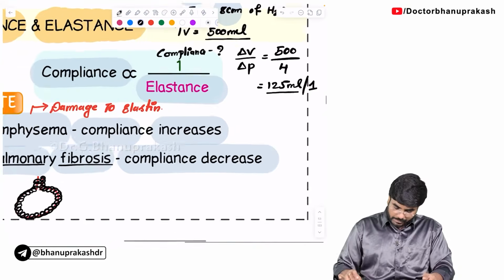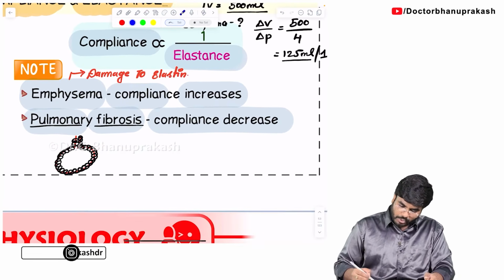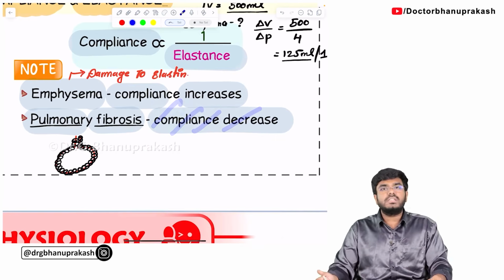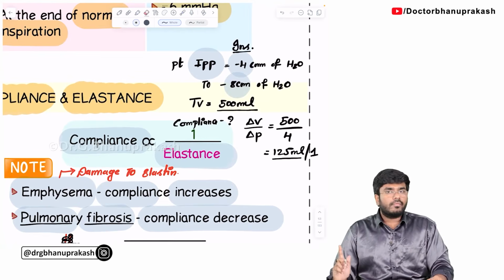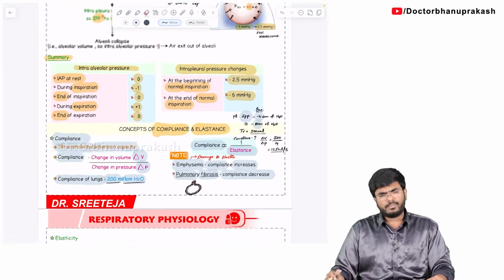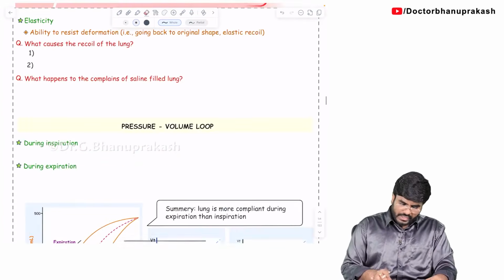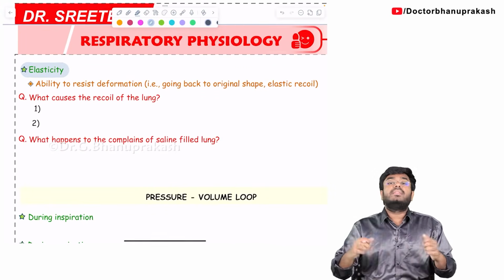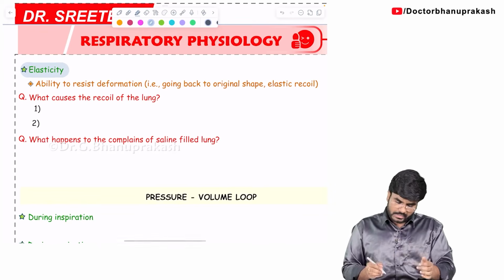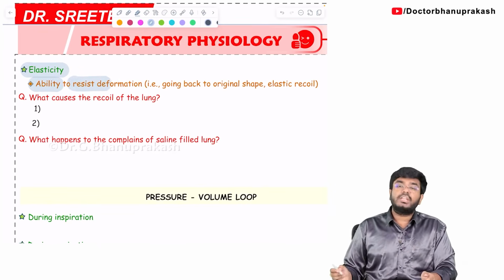I have told you, in a person with pulmonary fibrosis, the compliance will be less. The lungs are not stretching easily. Okay, so this is how the question will come. Always remember the formula for compliance is delta V by delta P. Okay. Next, what is elasticity? Have I already explained elasticity to you? Elasticity means elastic recoil, the ability to maintain the shape of a substance, the ability to resist deformation.